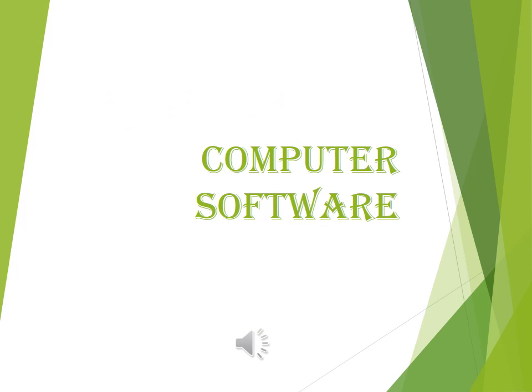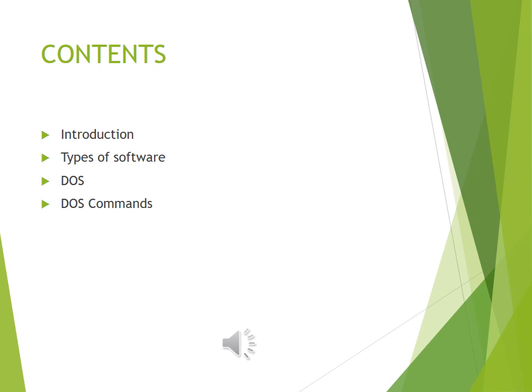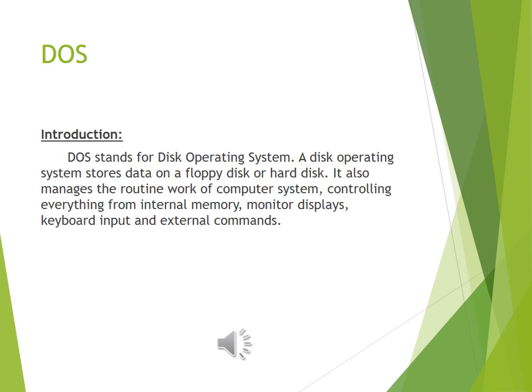Now we will continue the chapter computer software, which is chapter number 7 in your notebook. There are 4 topics included in your notebook for this chapter, from which we have discussed introduction and types of software in the previous lecture, and today we will discuss DOS, which is disk operating system, in today's lecture. So let's discuss what is a DOS.